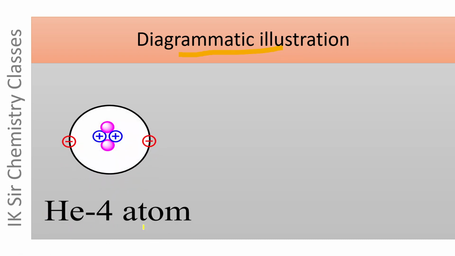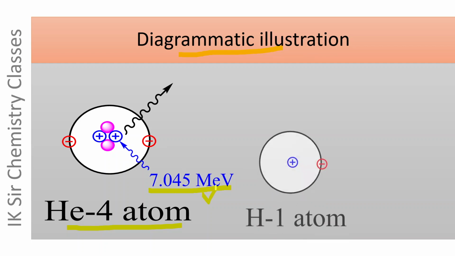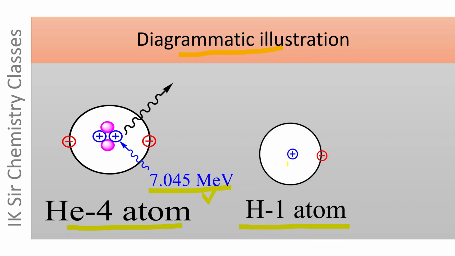This is He4 atom, and we have already calculated its binding energy per nucleon. If we supply 7.045 mega electron volt energy to the nucleus, this is the binding energy per nucleon of this isotope, a nucleon will be ejected from the nucleus. And this is hydrogen atom consisting of one proton and one electron, and the binding energy of this electron is 13.6 electron volt. If this amount of energy is supplied, the electron will be ejected from the atom, forming H plus ion.